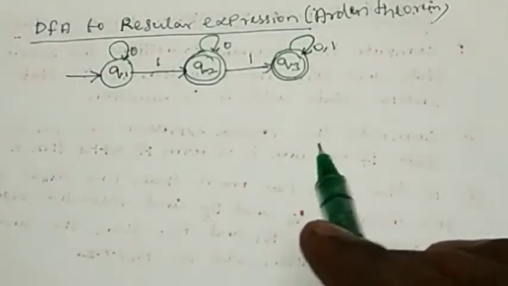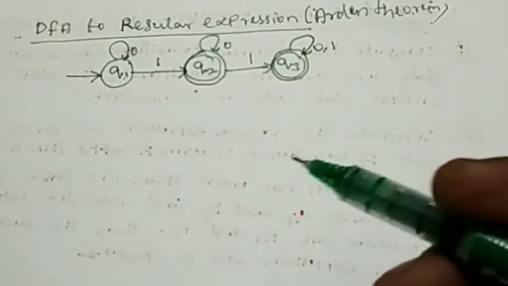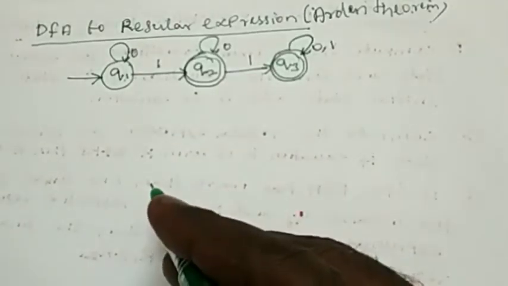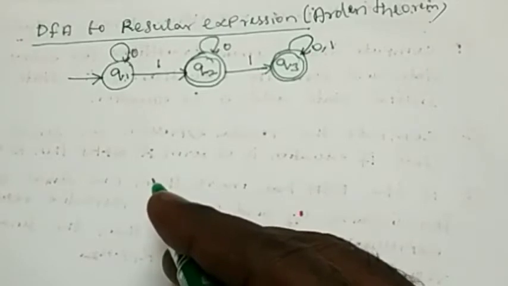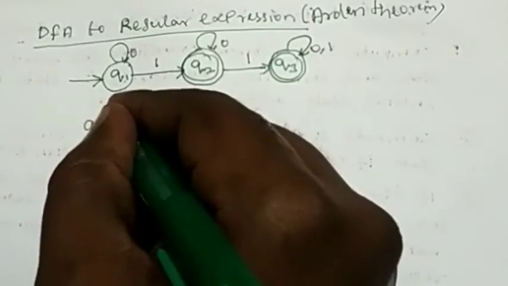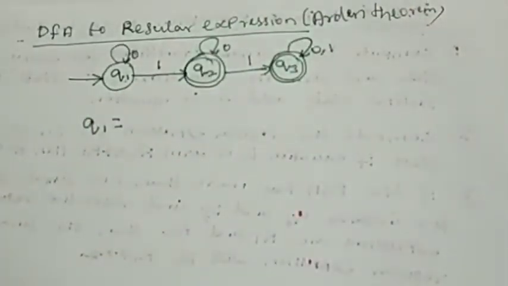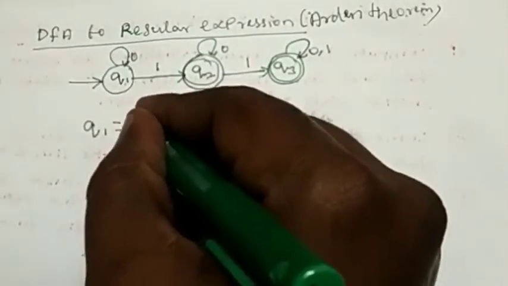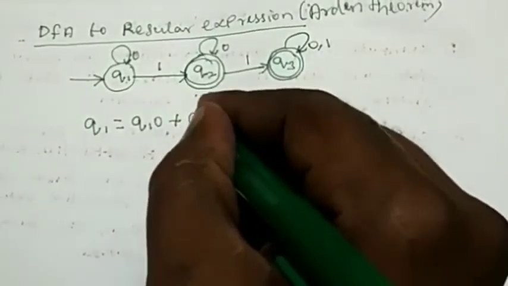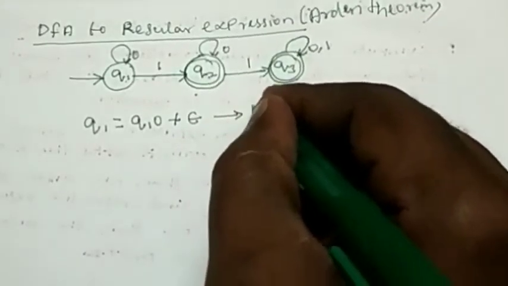In this problem actually we have two final states, so slightly different to the previous problem we have discussed. First we will take up every state one by one. The initial state is Q1, we will frame the equation here. Q1 has only one incoming transition, which comes from Q1 itself. So Q1 equals Q1 0 plus epsilon, and since it's an initial state, we add epsilon. This is equation number 1.